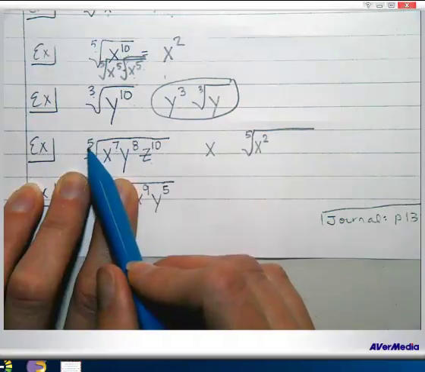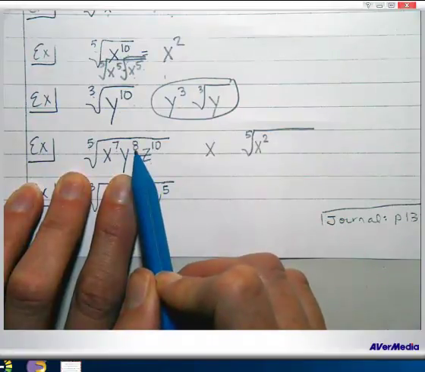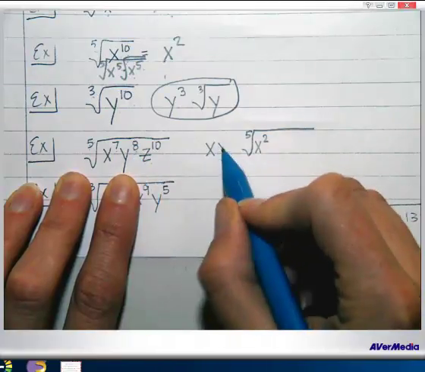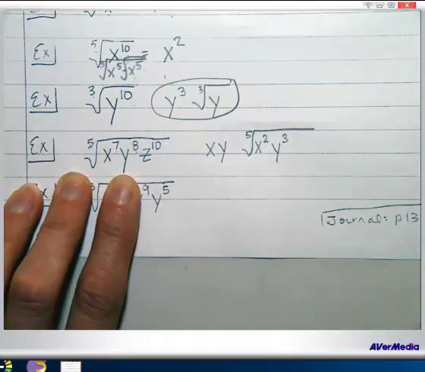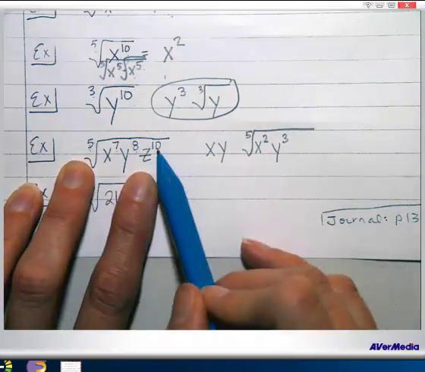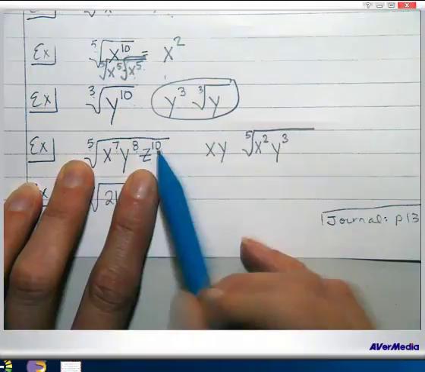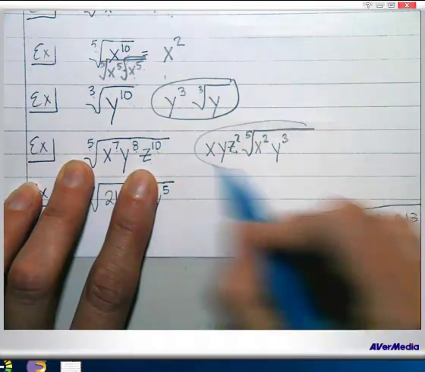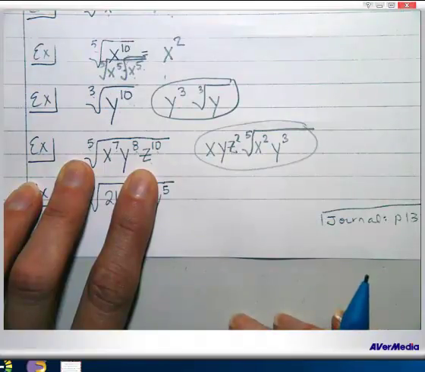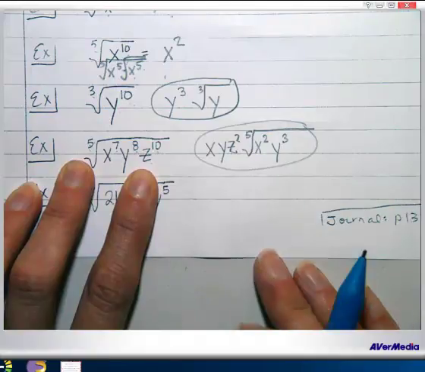For the next one, 5 goes into 8 one time with 3 left over. So this will be y to the 1 on the outside with 3 left over on the inside. The next one, 5 goes into 10 exactly twice. So this will be z squared on the outside. And then you're done. Does that make sense? Okay, good.